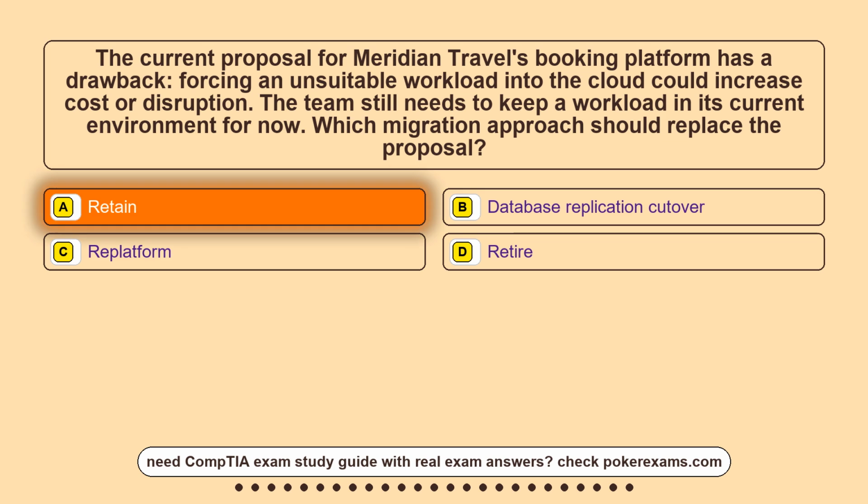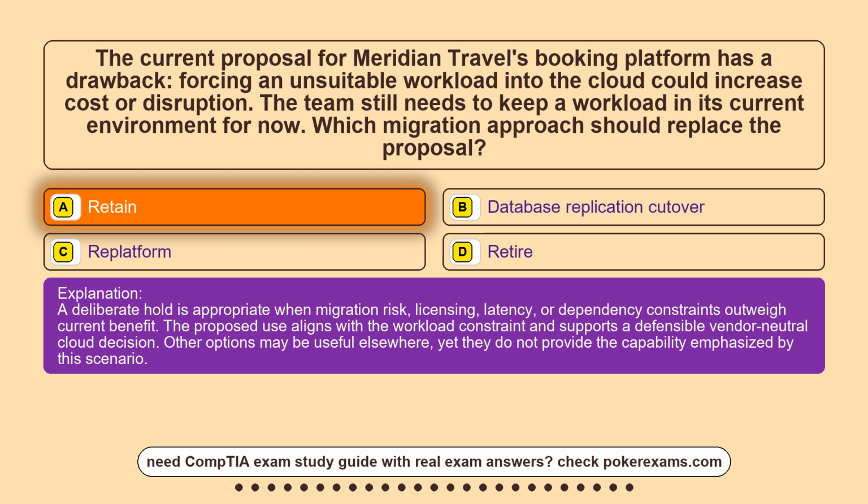Retain. A deliberate hold is appropriate when migration risk, licensing, latency, or dependency constraints outweigh current benefit. The proposed use aligns with the workload constraint and supports a defensible vendor-neutral cloud decision. Other options may be useful elsewhere, yet they do not provide the capability emphasized by this scenario.